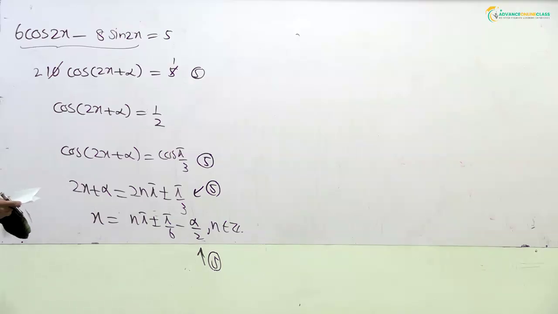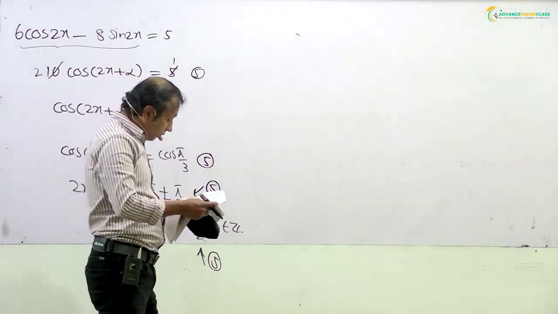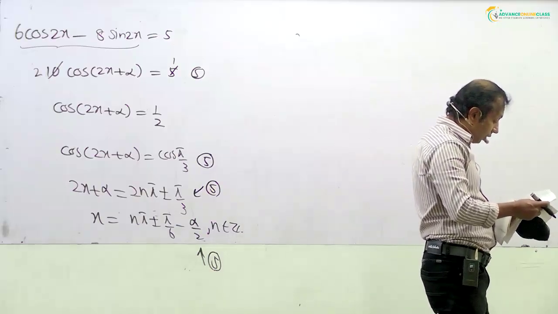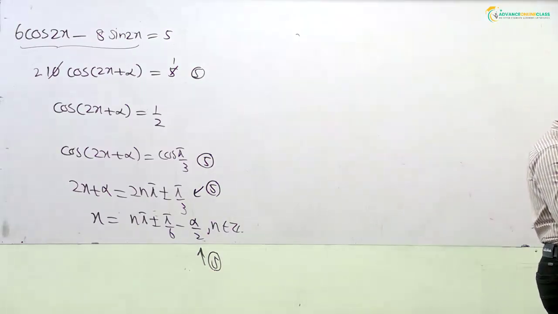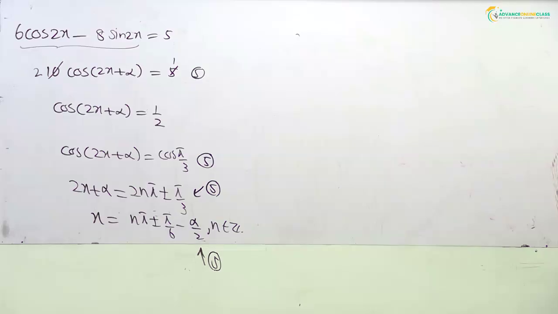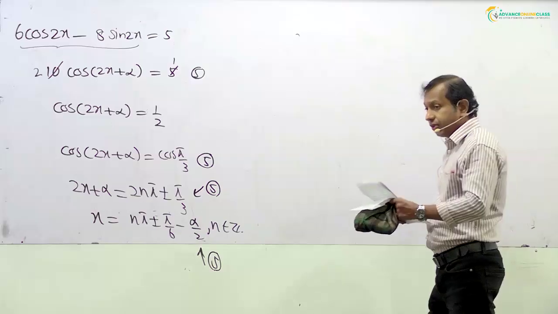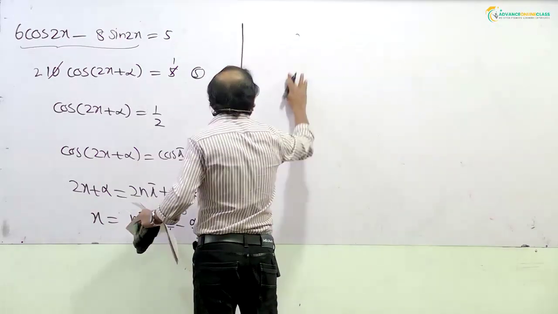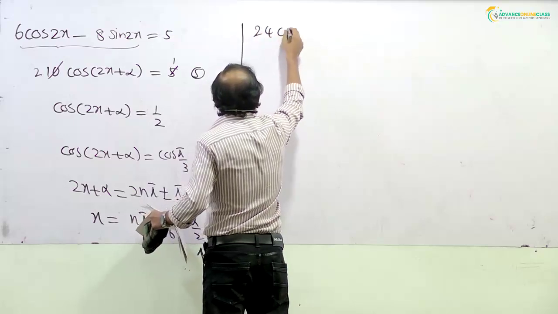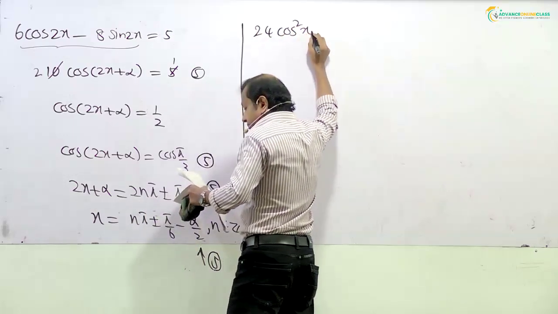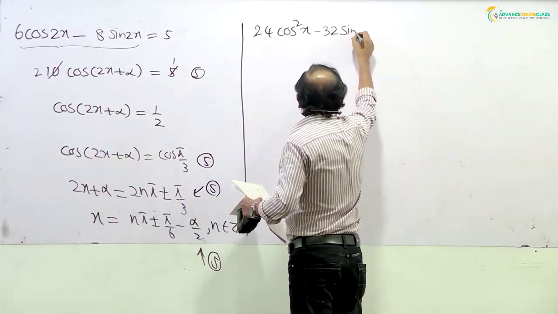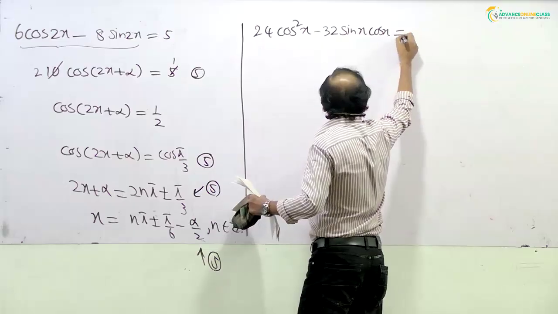Next one, express 24 cos squared x minus 32 sin x cos x in the form a cos 2x plus b sin 2x plus c, where a, b, c are real constants to be determined. I'll come to that. 24 cos squared x minus 32 sin x cos x.